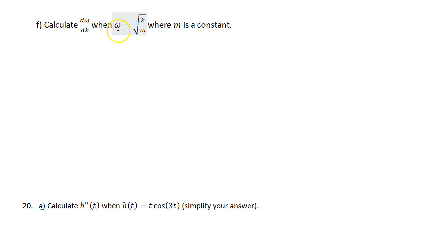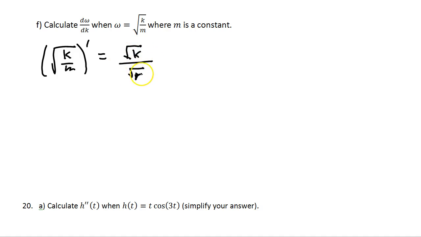Okay, here is omega equals the square root of k over m, and because you have d omega over dk, you're thinking of this side as a function of k where m is a constant. Alright, what does that mean? Well, if you're trying to differentiate square root of k over m, you can think of this as square root of k over square root of m.